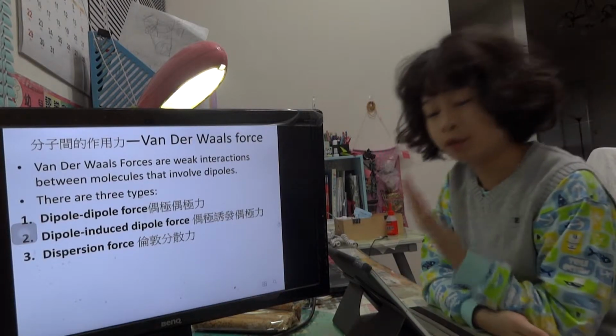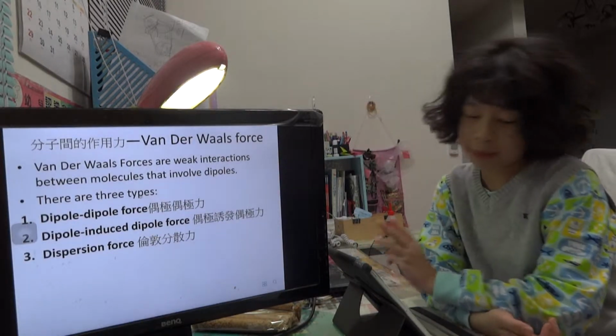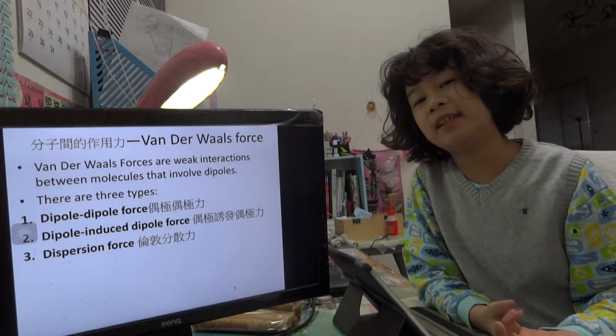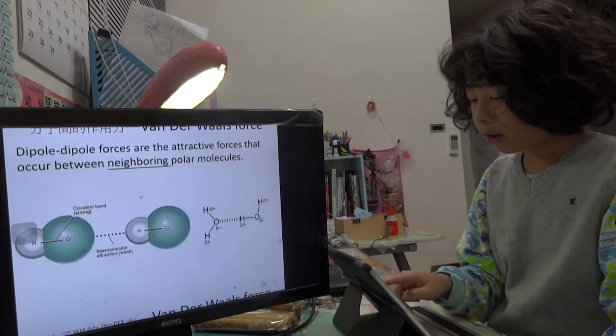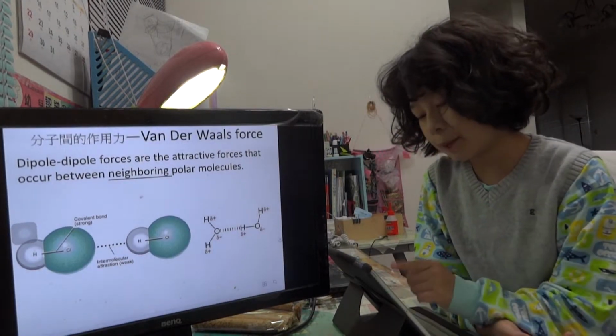What is van der Waals force? There are 3 kinds of van der Waals force: dipole-dipole force, dipole-induced dipole force, and London dispersion force. You can just say dispersion force. First, what is the first kind, dipole-dipole force?